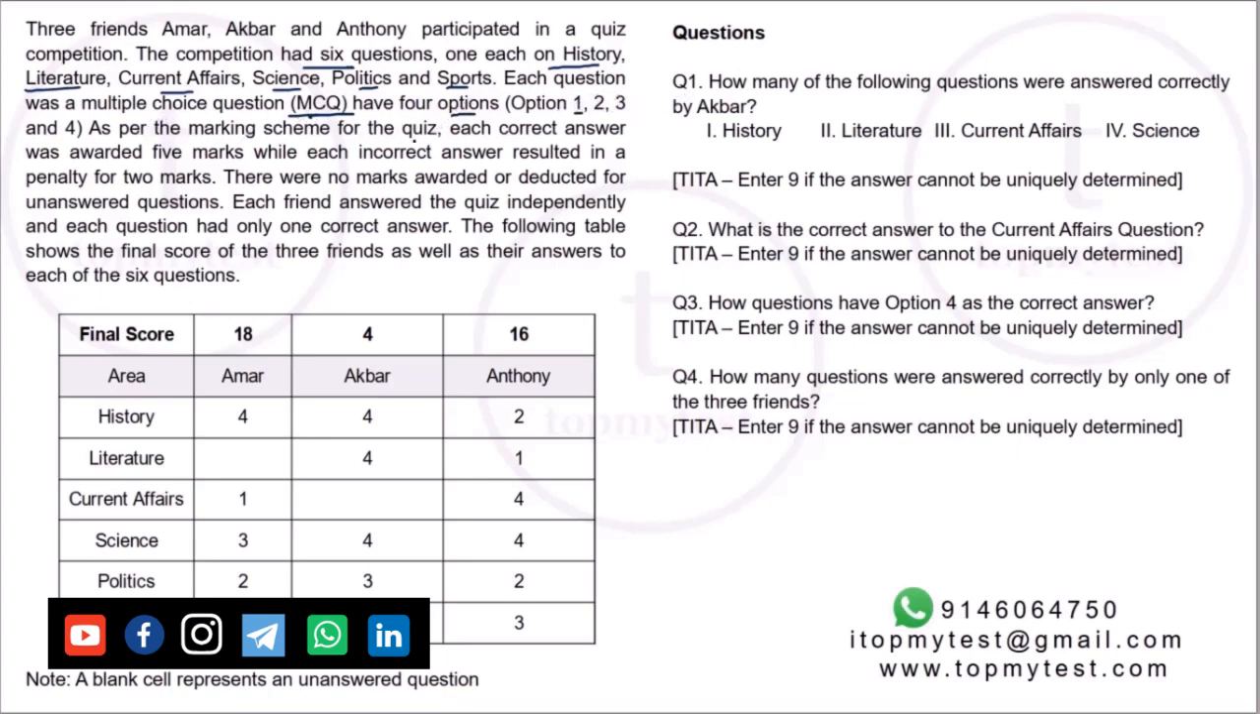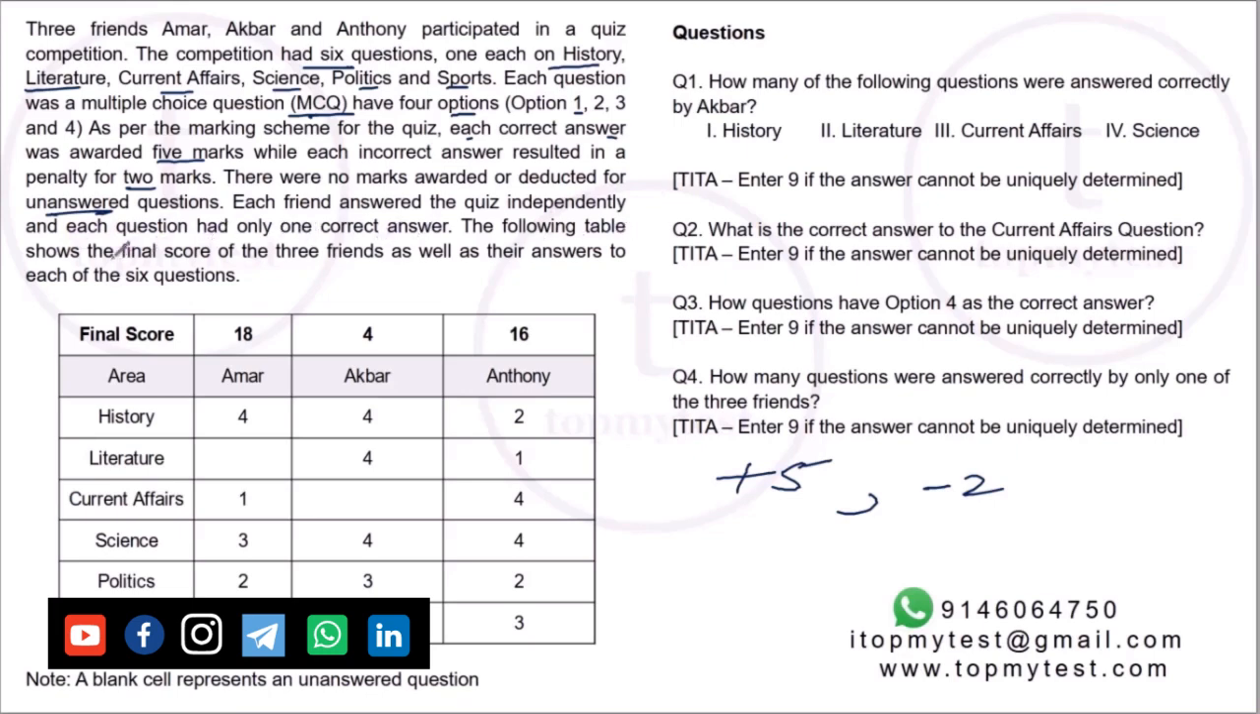As per the marking scheme for the quiz, each correct answer was awarded 5 marks and each incorrect answer resulted in a penalty of 2 marks. So plus 5, minus 2. While there were no marks awarded or deducted for an unanswered question. So unanswered is 0. Right. Each friend answered the quiz independently, and each question had only one correct answer.